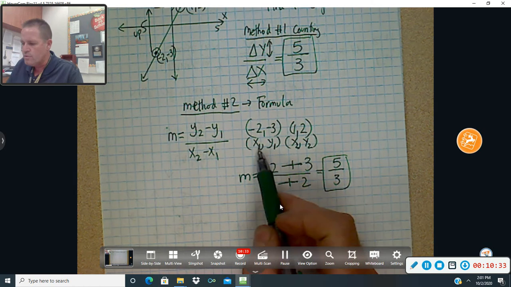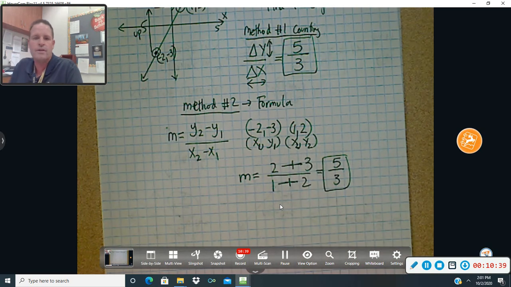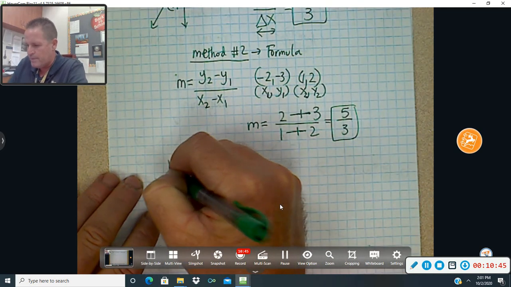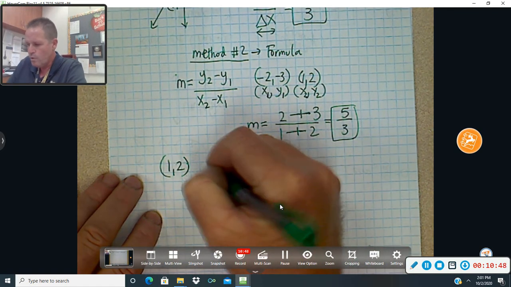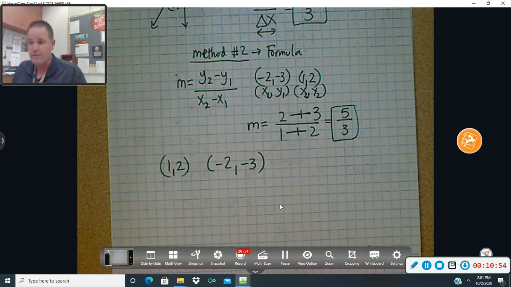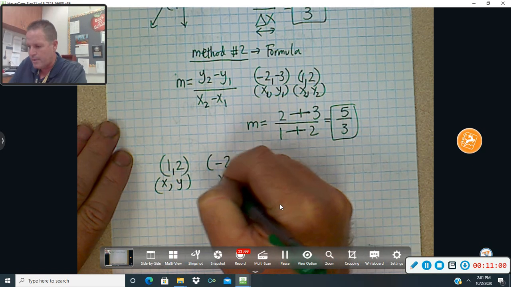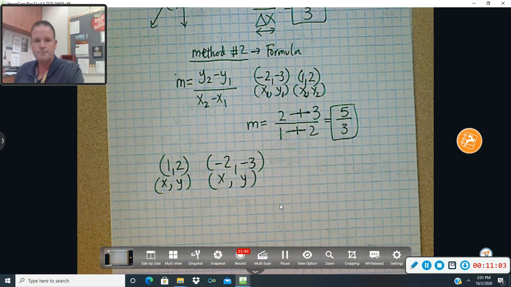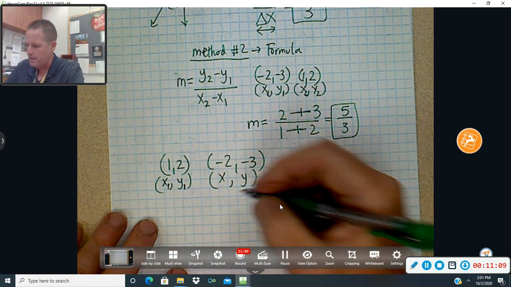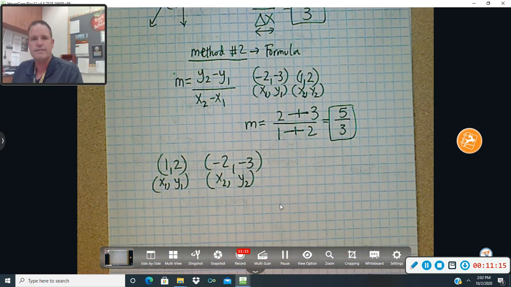Now again, I called this one x1 and y1 because I wrote it down first. And I called this one x2 and y2 because I wrote it down second. But I'm going to do that exact same problem now, and I'm just going to write them down in a different order. 1, 2, and negative 2, negative 3. But I'm going to call it x, y, because every point is x, y. This one is x1 and y1, the way I wrote it down this time. And this one is x2 and y2, because again, I wrote these first, I wrote these second.